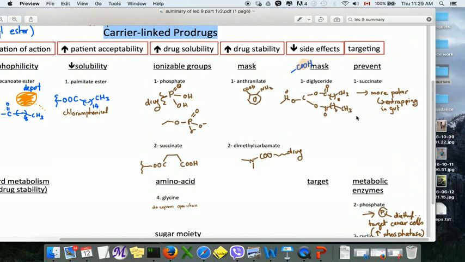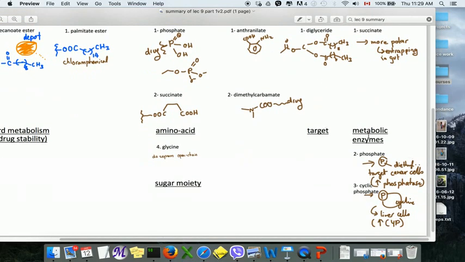So either I prevent it from going elsewhere, by injecting it or putting it in a certain location, or I use metabolic enzymes that are present in a certain location. So I have a certain drug and I attach to it a certain group, and this bond is not broken except by certain types of enzymes. I know that these types of enzymes are present in this certain organ. We use this by making phosphate and cyclic phosphate esters. We know that phosphatases, the ones that break these, are present more in cancer cells, for example, or in certain liver cells. So now I can target cancer cells or liver cells.